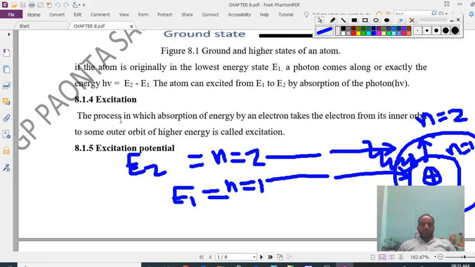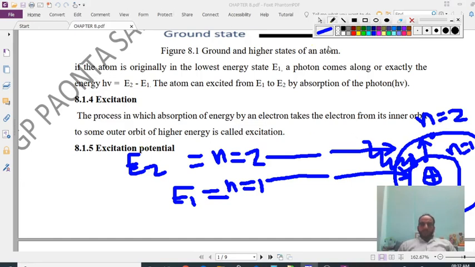Next is excitation. The process in which absorption of energy by an electron takes the electron from its inner orbit to some outer orbit of higher energy is called excitation. In case of excitation, when a photon falls on the n is equal to 1 energy level, this electron gains energy from the photon and goes to the n is equal to 2 energy level. This is called excitation, the jump of an electron from a lower energy level to a higher energy level.